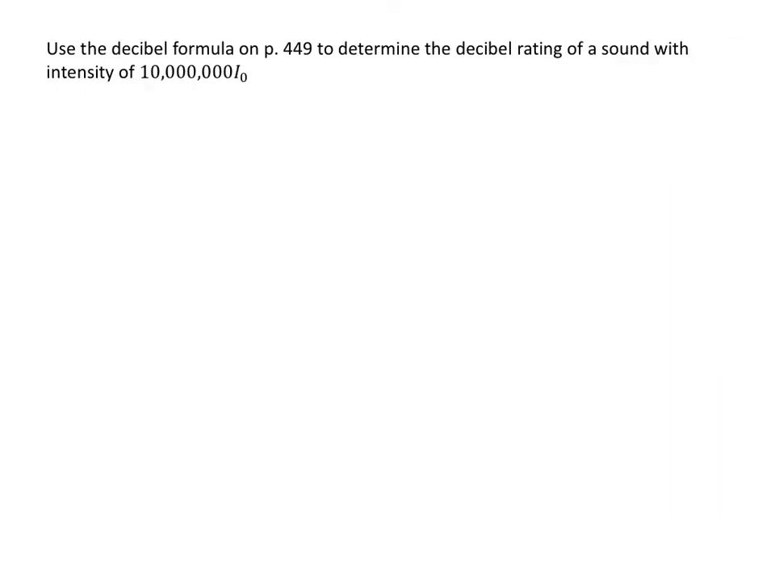Got a decibel formula on page 449. I is the intensity. I naught is the first intensity, which is typically very, very faint, called the threshold sound. So we look at these ratios in order to determine the decibel level. So our intensity, our I, is this. So really, we're just plugging it in.